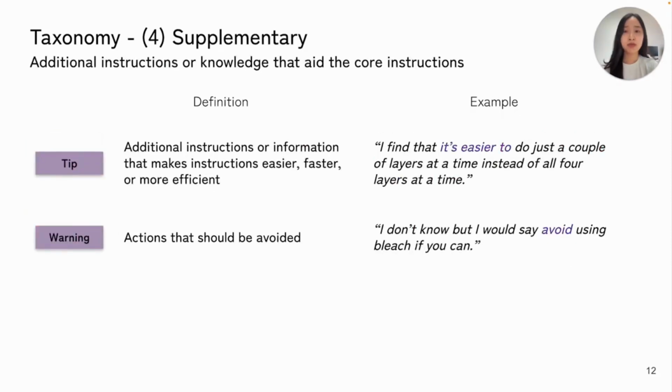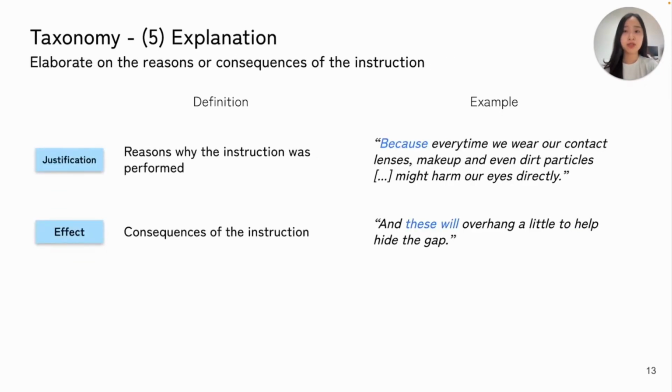Next, supplementary information suggests additional instructions or knowledge that aid the core instructions. Tip makes the instructions easier, faster, or more efficient, and warning alerts the user on actions that should be avoided. Explanation elaborates on the reasons or consequences of the instruction to help users understand it more clearly. Justification is the reason why the instruction was performed, and effect refers to statements that explain the consequences of an action.